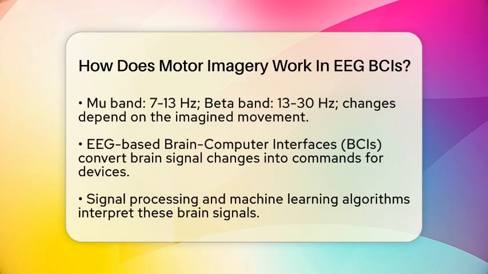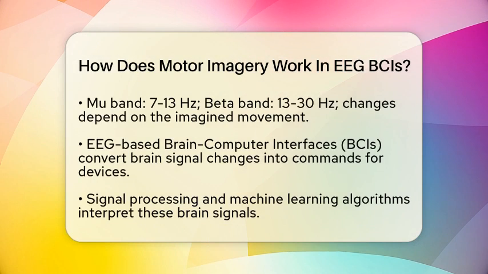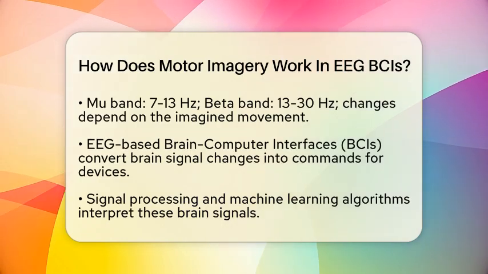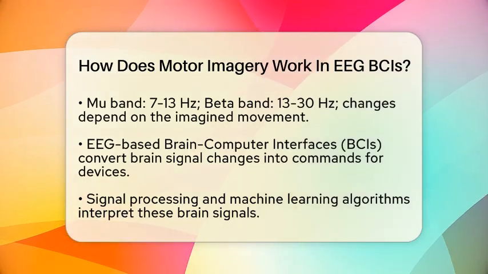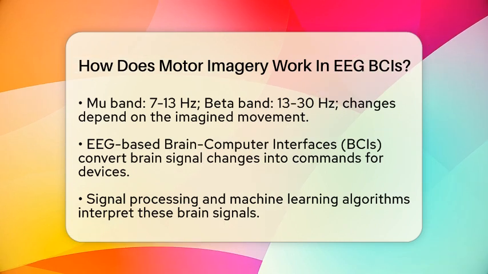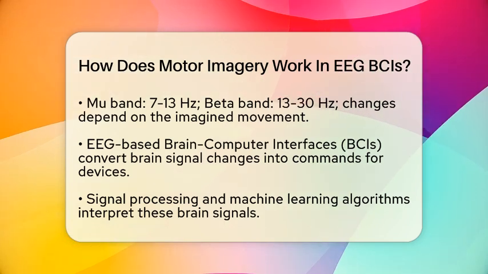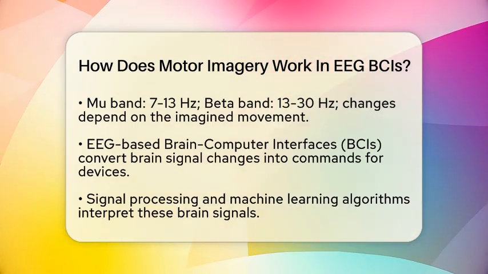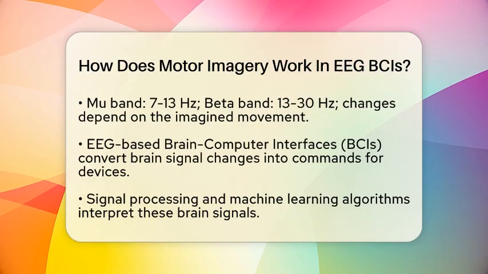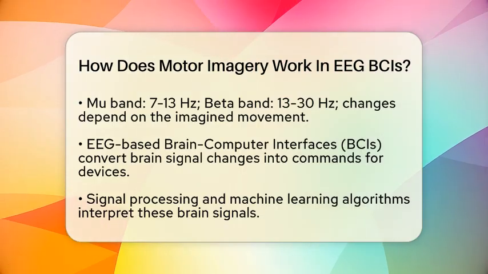When you imagine a movement, these rhythms can either synchronize or desynchronize, creating noticeable changes that depend on which side of the body you are imagining moving. Electroencephalography-based brain-computer interfaces detect these changes and convert them into commands for external devices. This means you can control devices without any muscle movement.